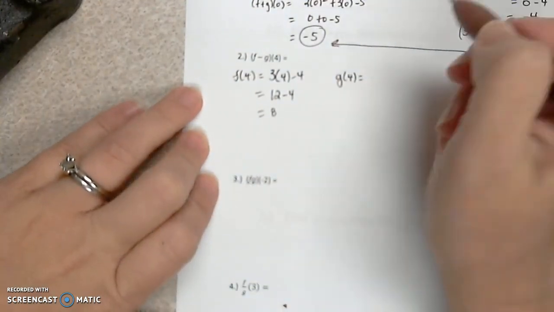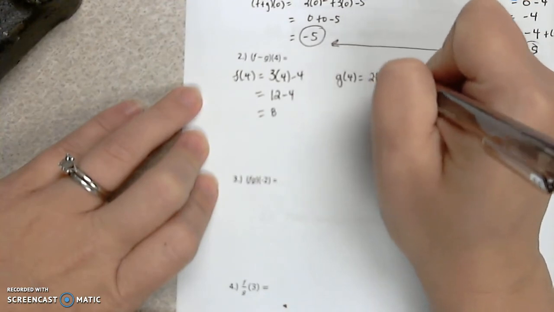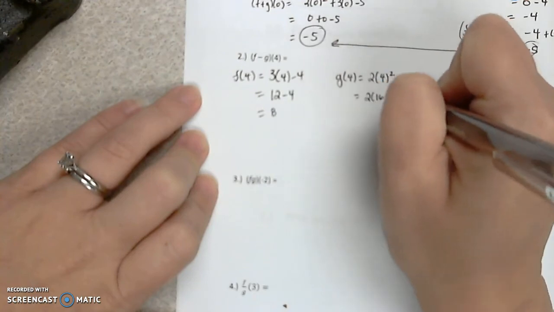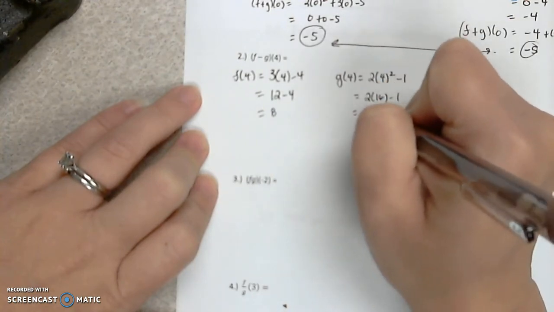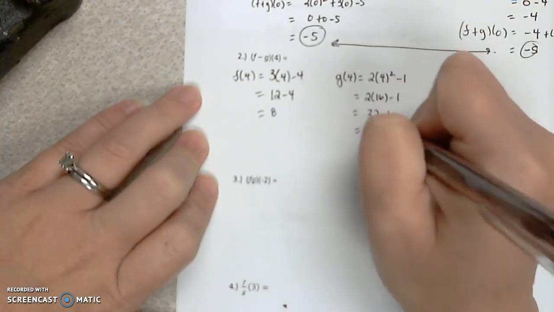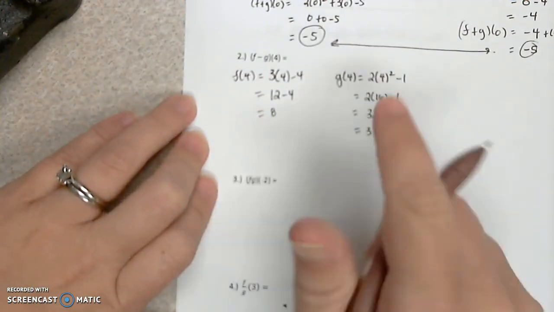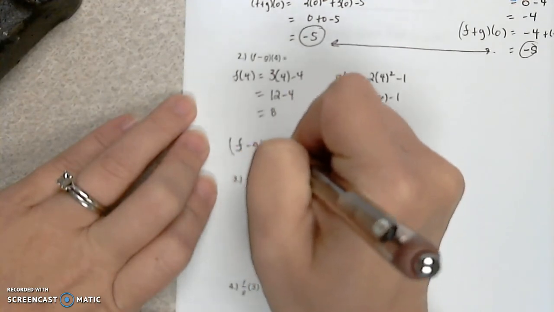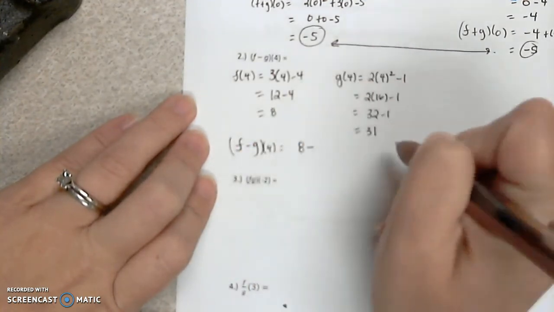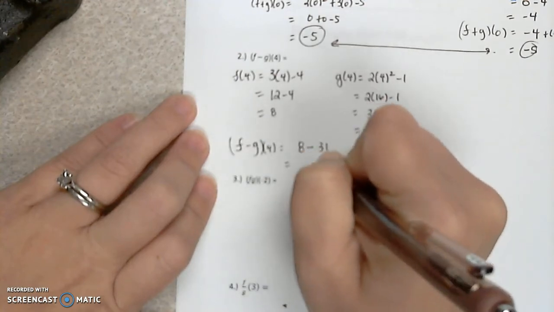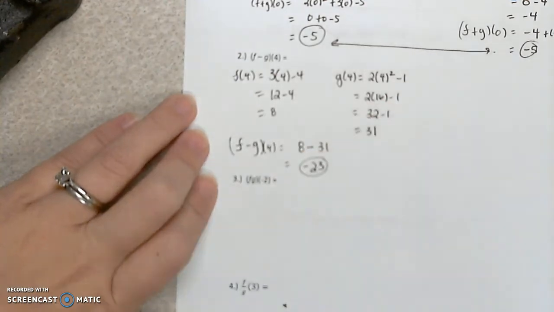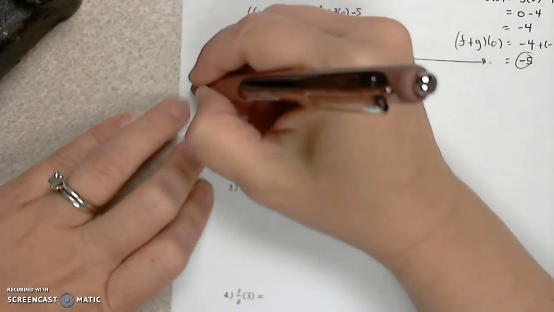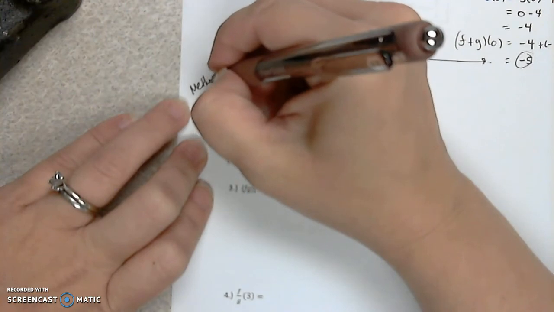Then for g of 4, I would say 2 times 4 squared minus 1 would be 2 times 16 minus 1, which is 32 minus 1, which is 31. Alright, so here's f and here's g. I'm going to subtract them, so I'm going to say f minus g would give me a value of negative 23.